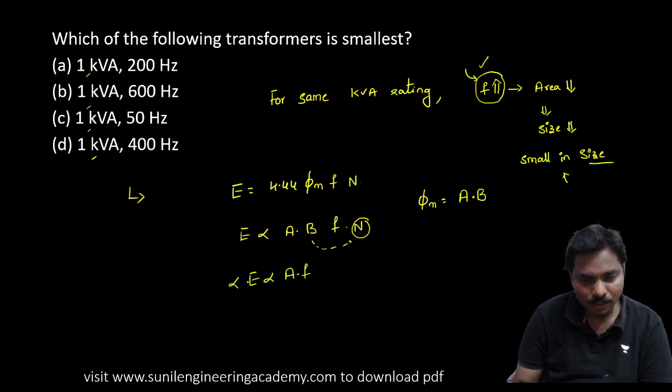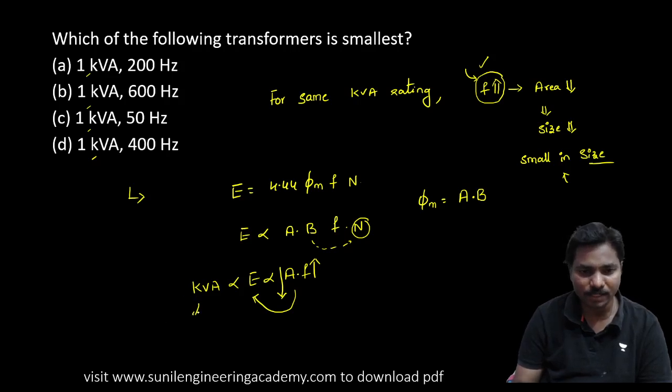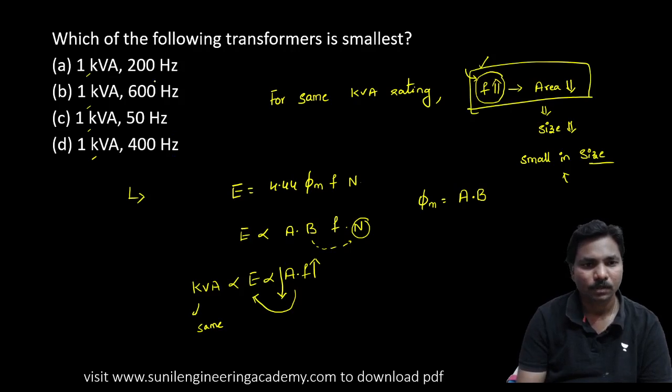We know very well that KVA is proportional to the EMF. KVA is equal to the product of EMF and current. So whenever you operate at high frequency, even if you use less area, you will get the same EMF. So whenever the KVA is the same, if you have more frequency, then the area will be less. Higher the frequency, lesser the area. The one having high frequency is 600 Hz, so it will have lesser cross section area, less specific weight, so it is the smallest.